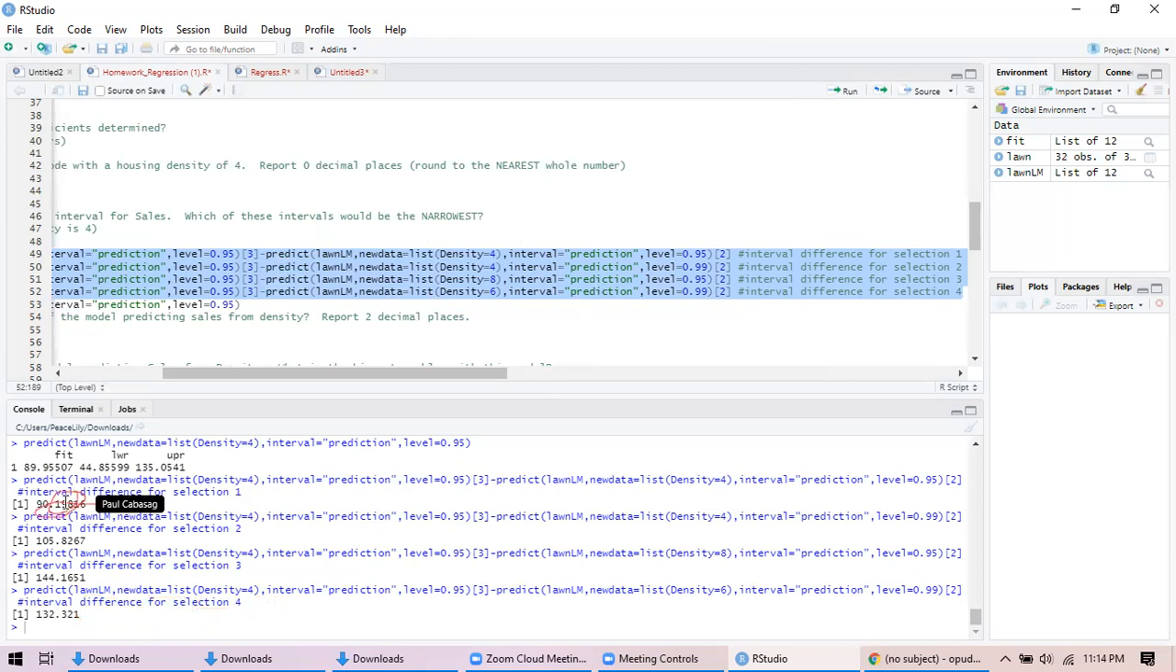Let me erase this. Wait a minute, no, it's not that one. It's 90, right? That was 90. Okay, so it's 90, 105, 144, and 132. So the 90 is the lowest one. So what does that tell you? That means that's the narrowest one, right? Yeah, that's what that means. Does that make sense? Yes. Okay, let's move on to the next one.